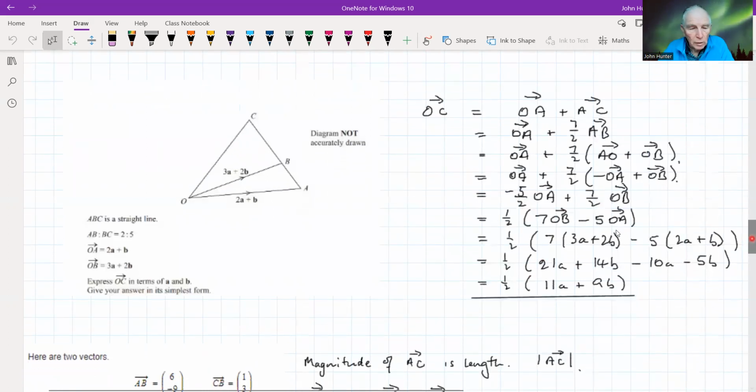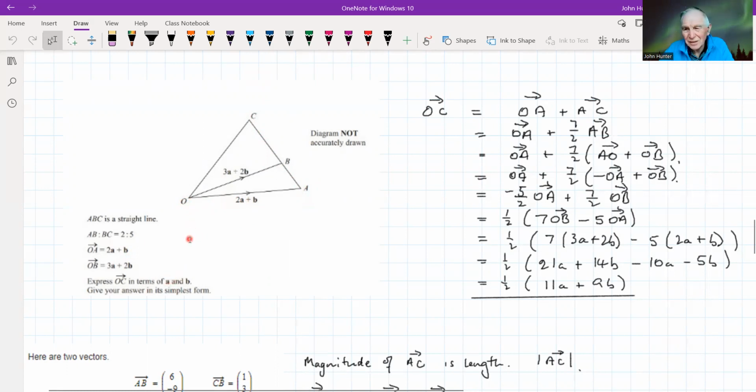It's a bit more involved. ABC is a straight line. Yep, there we go. And AB to BC is 2 to 5. AB is to BC as 2 is to 5. So AB is 2/7 of AC, is another way of looking at that. OA equals 2a plus b. OB is 3a plus 2b. Whether or not this is the origin on some coordinate system doesn't really matter, does it? It's just a point on our diagram.